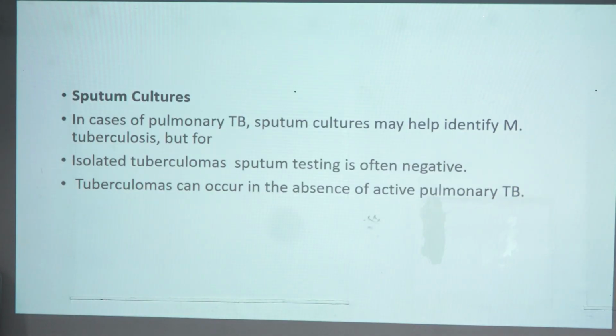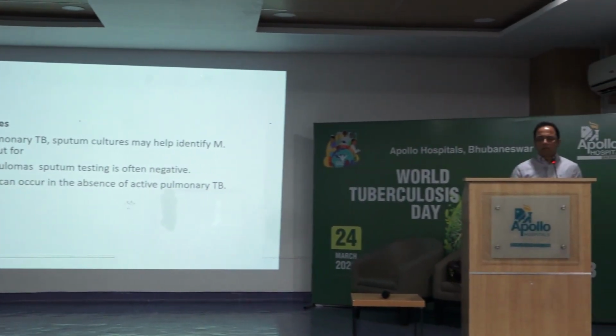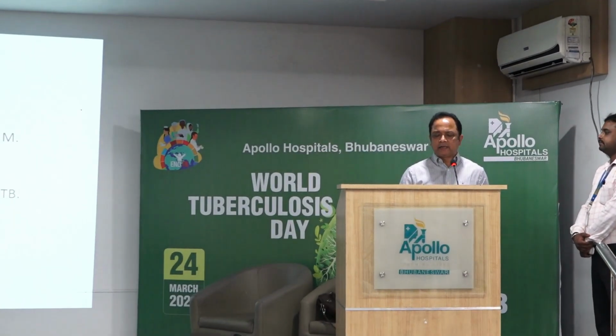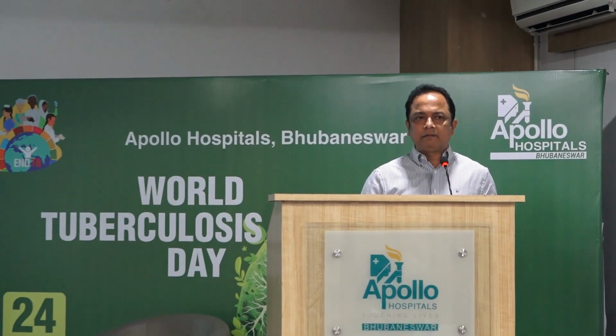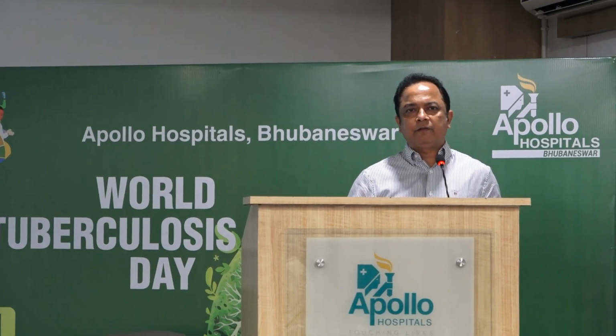When we get these patients, the first and foremost test is sputum culture. In pulmonary TB, sputum cultures may identify the tuberculosis. But for tuberculomas, most of the time the sputum cultures are negative. With a complete array of tests, active pulmonary tuberculosis may not be seen, but still the tuberculoma will exist. That is the basic difficulty in diagnosis, because all the tests for tuberculosis come out negative.